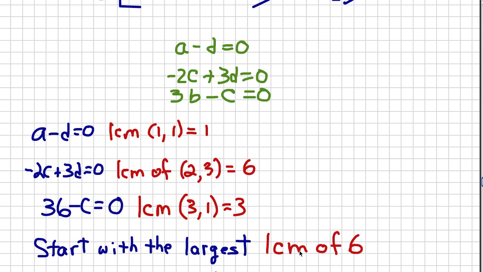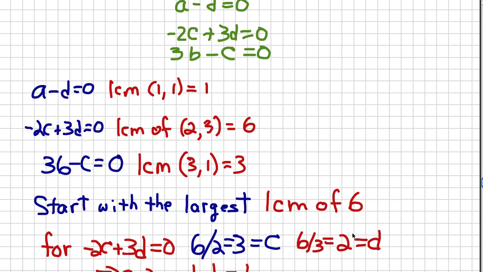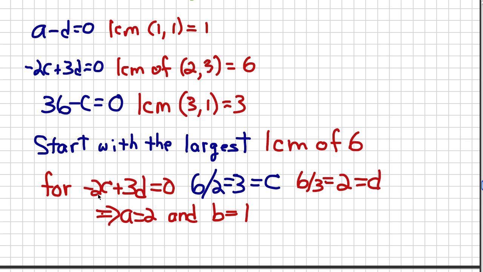So I start with the largest least common multiple of 6, and that's for this equation, negative 2c plus 3d equals 0. So I take 6, divide it by the absolute value of this coefficient, and that gives me 3. That gives me the value of c for this term. Now I take 6 and divide it by the 3 here. 6 divided by 3 is 2, and that gives me the value of d. So I now have the value of c is 3, and the value of d is 2.